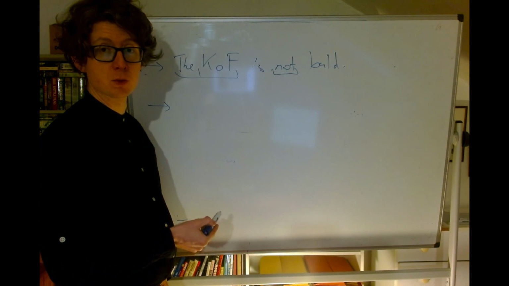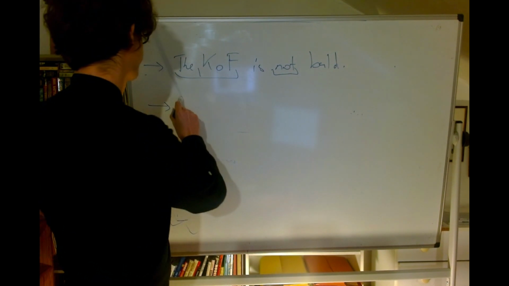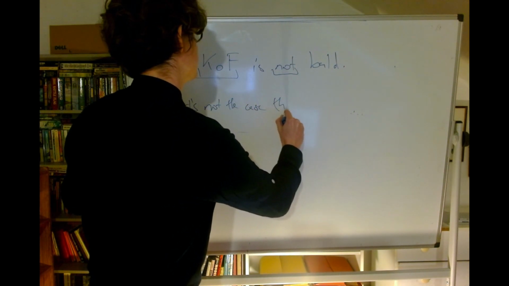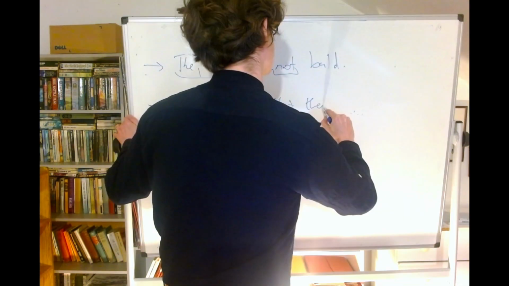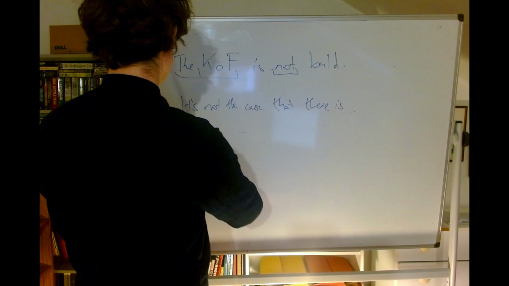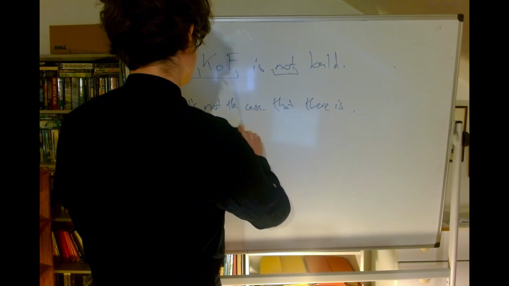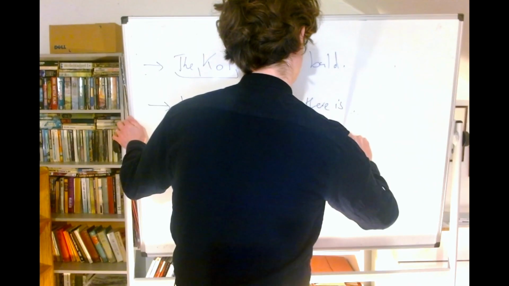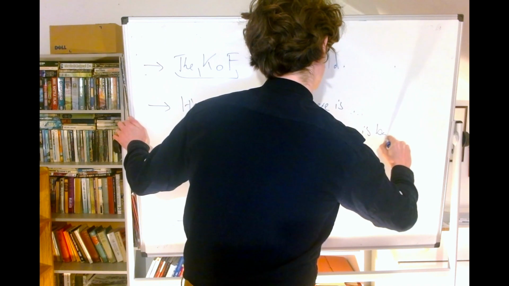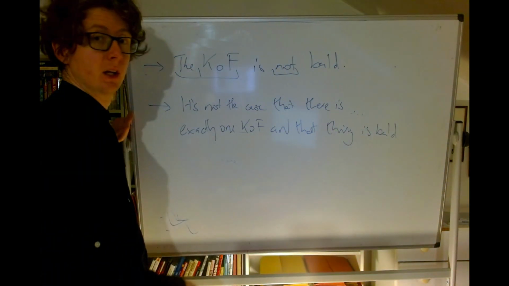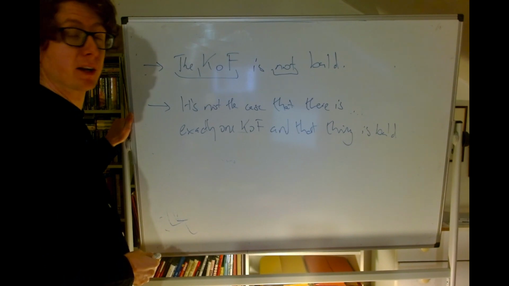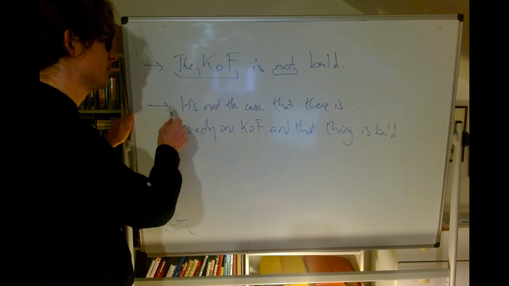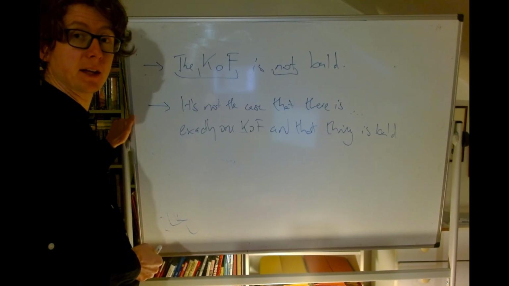Here's one way Russell says we could understand this sentence. We could be saying, it's not the case that there is exactly one King of France, and that thing is bald. That's one way of understanding the claim that the King of France is not bald. And Russell thinks that this way of understanding it is true. It is indeed not the case that there is exactly one King of France and that thing is bald.